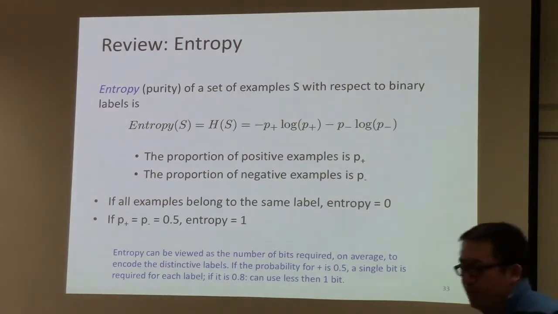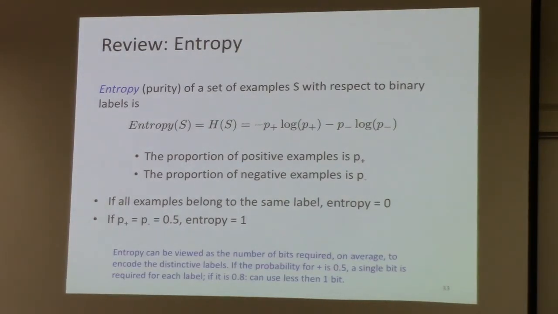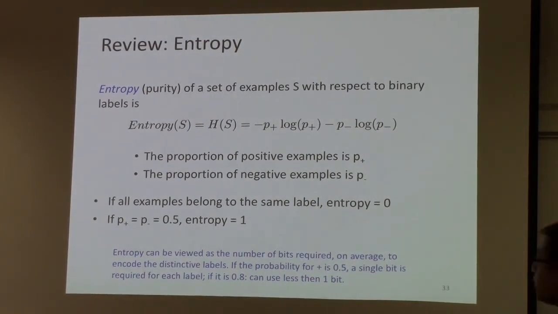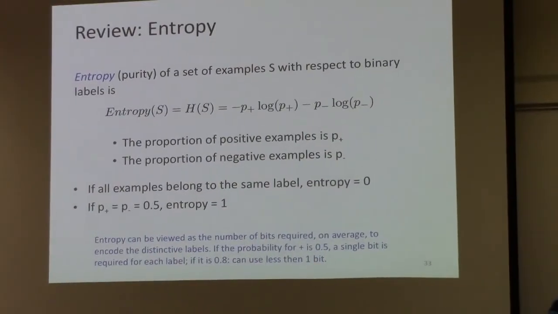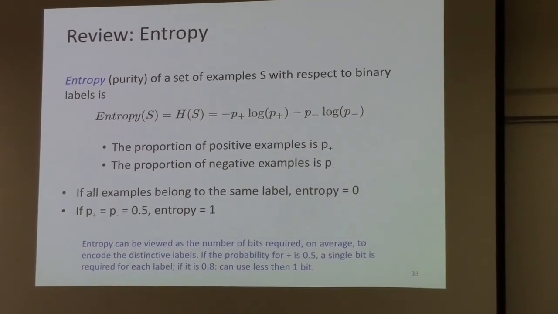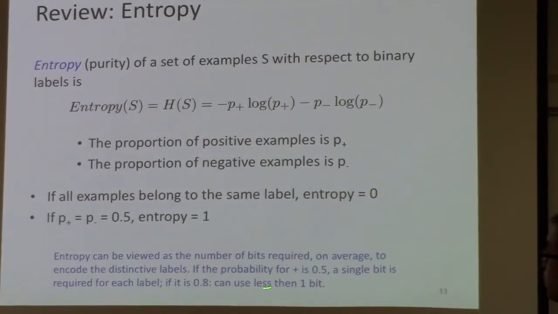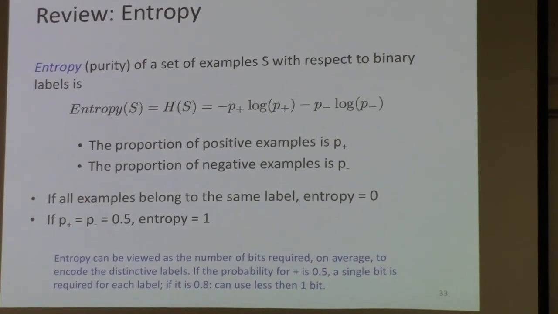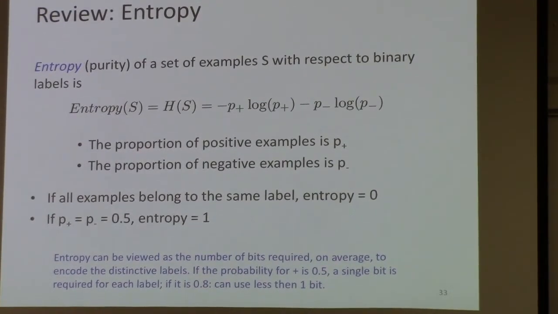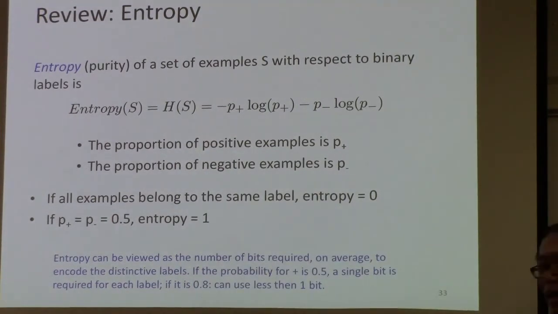From coding theory and information theory, entropy can be viewed as the number of bits required on average to encode distinct labels. For example, if the probability for the positive label is 0.5, then we must use at least one single bit to encode both positive and negative labels. However, if the probability for positive is, say, 0.8, then we can prove that we can use less than one bit on average to encode the two labels. To see why, you can check out any coding theory or information theory book.